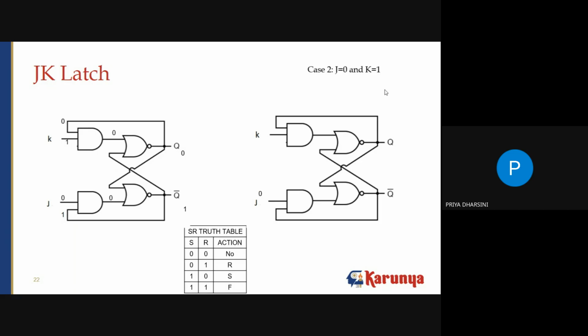Let's check that. So again, we are assuming J to be 0 and K to be 1. And for the previous state, only one gate we will be able to know. This gate we will not know. So we are assuming the previous state as set. So if Q is 1, Q dash will obviously be 0. So this one will travel here and this 0 will travel to the other input of this gate.